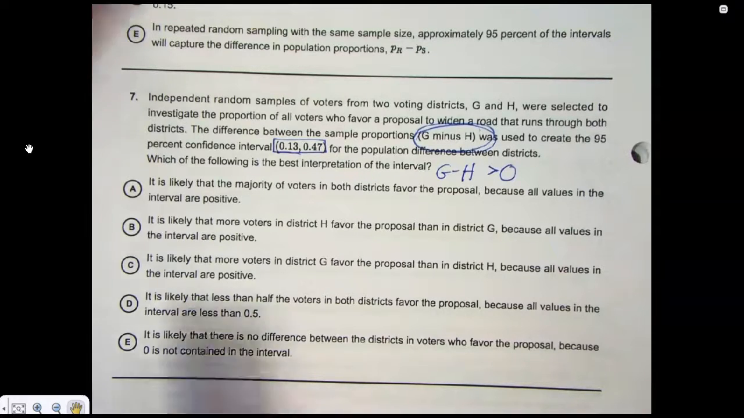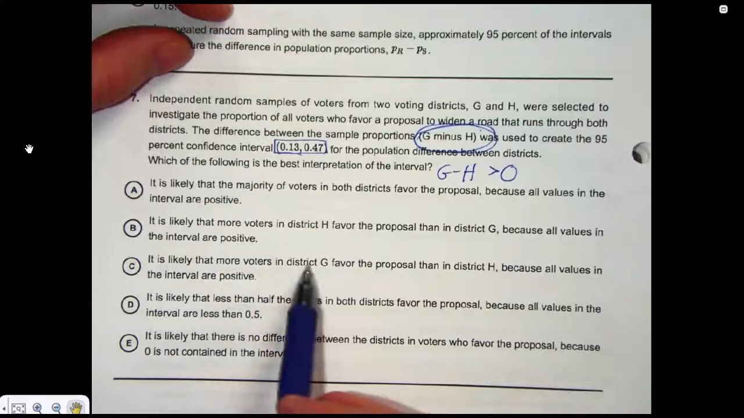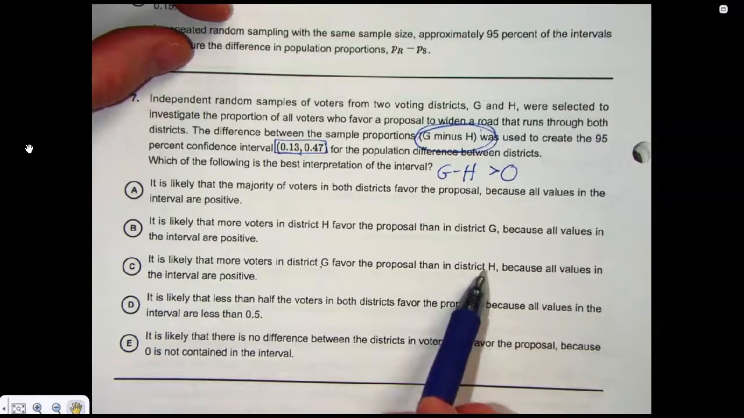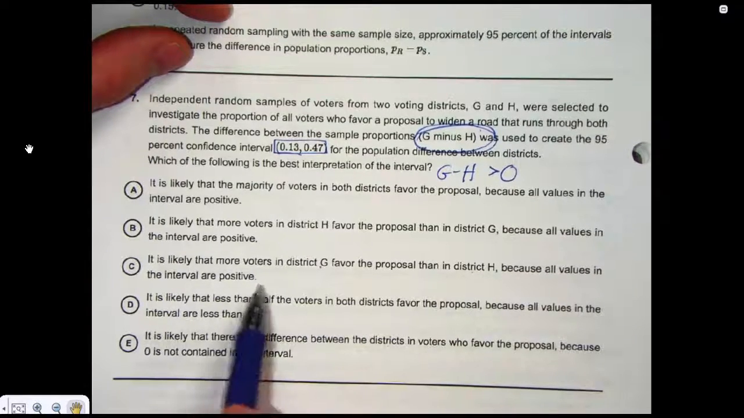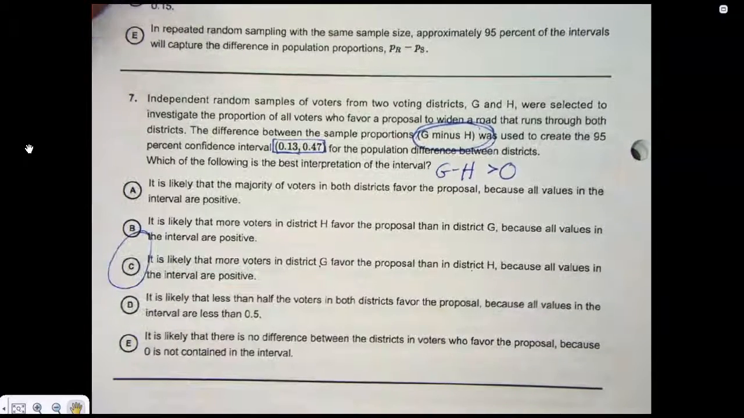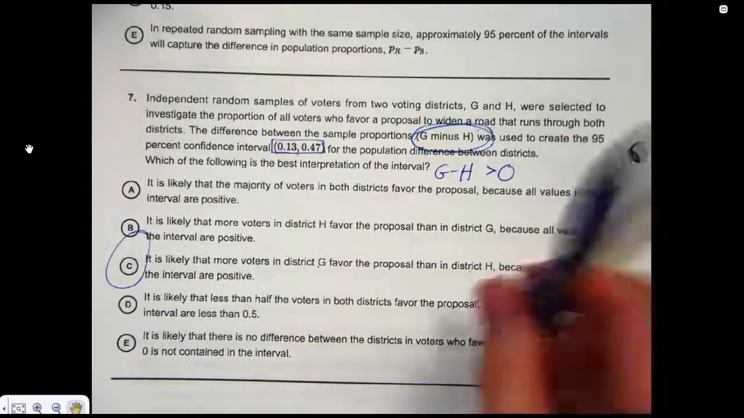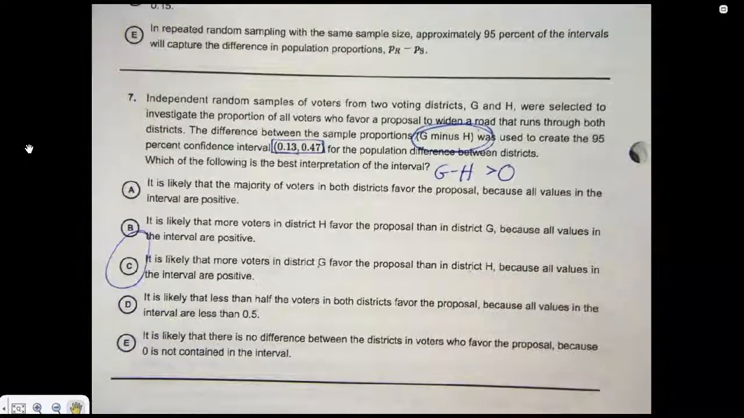So if you look at option C, it's likely that more voters in District G favor the proposal than in District H because all the intervals are positive. That's exactly what that one's saying. So that's your answer. How many had C? Are there any other ones that you're like, wait, I thought it was this? Tell me why it's not A, tell me why it's not E. We all right?